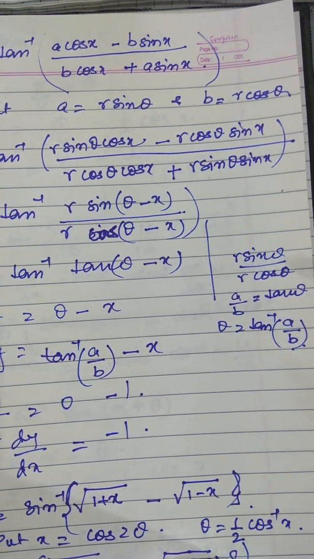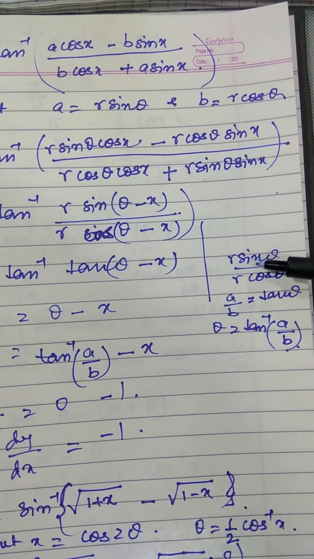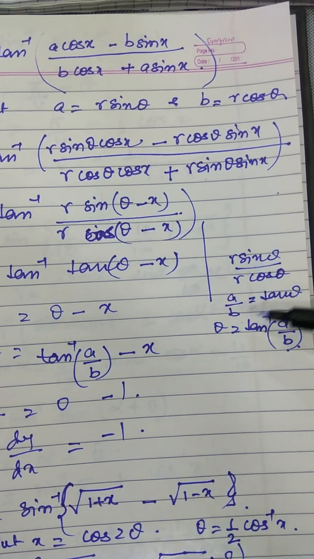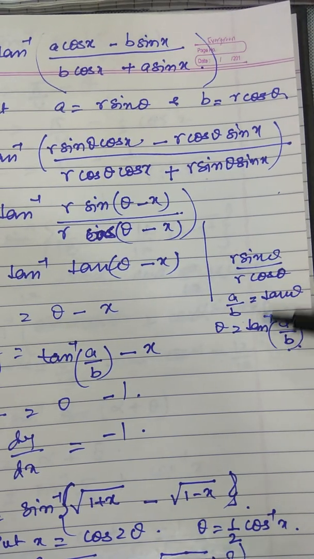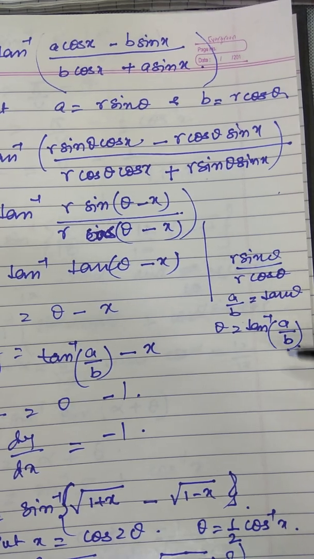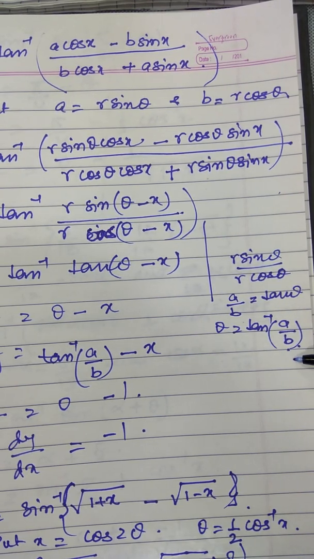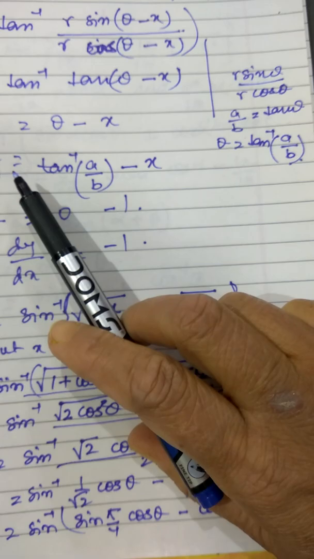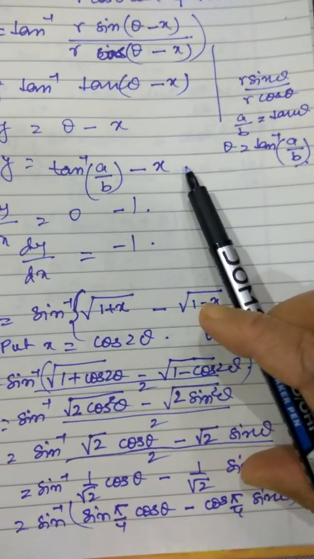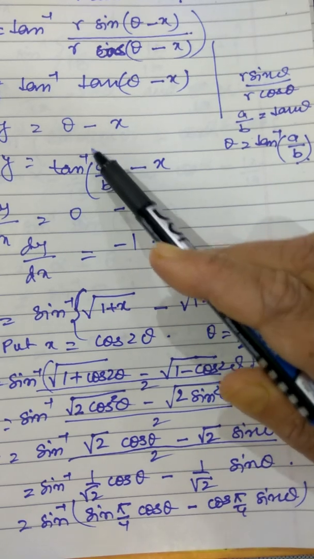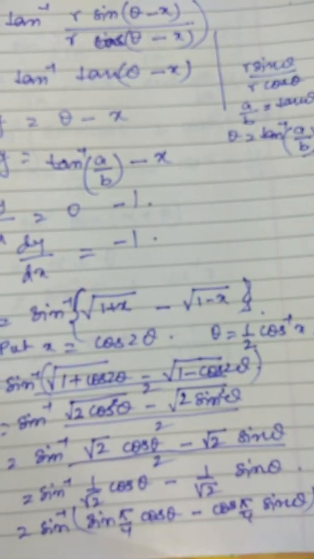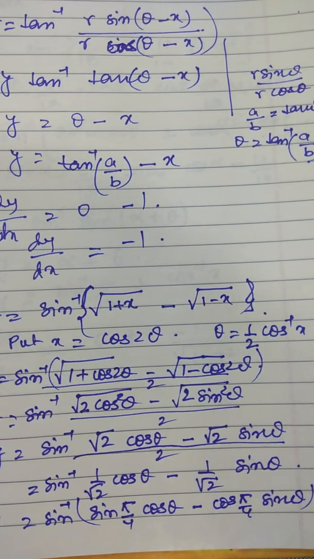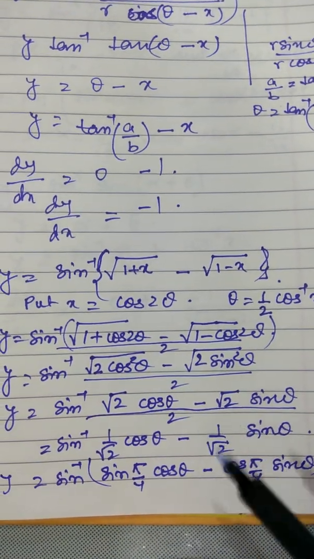Now if you take r sin theta upon r cos theta, this is a and this is b, so we get a upon b as tan theta. So theta is tan inverse a upon b. Now we'll differentiate this. y is tan inverse a upon b minus x. dy by dx is 0, because tan inverse a upon b is constant, and the derivative of minus x is minus 1. So this is how we differentiate.